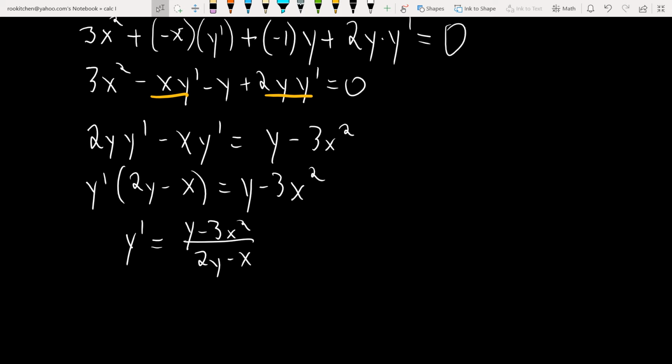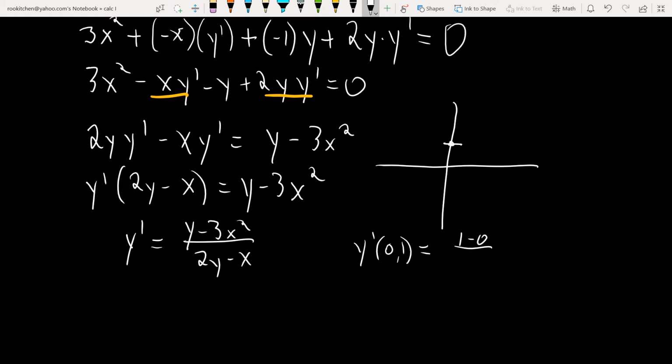So you may think, oh, this is kind of a bummer because it's not in terms of x. But if you think about the xy plane, you could get an idea of the slope of the tangent line to the curve at any point. So if you, for example, take the point 0, 1, you could plug 0, 1 into this expression. It's kind of a multivariable type expression, and you'll get 1 minus 0 all over 2 minus 0, which is 1/2. So at that point, the tangent line to the curve will have slope 1/2.